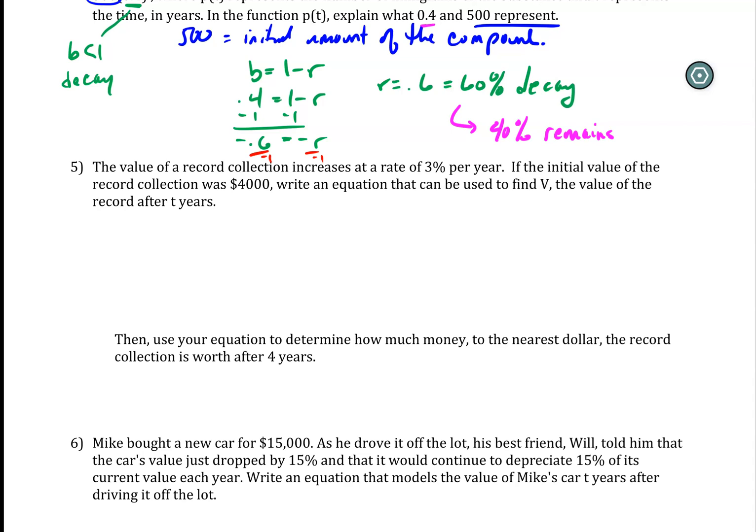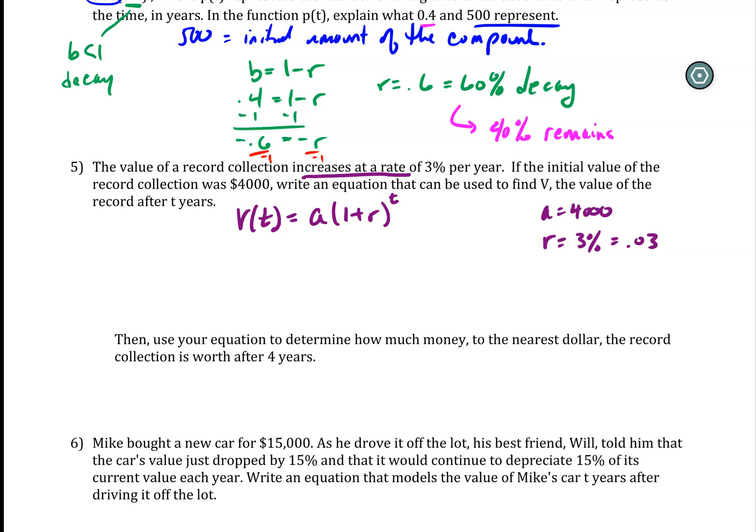So we're going to say V of t equals, we have an initial amount, so we've got a times, it's an increase, so it's going to be 1 plus our rate. So it's 1 plus r, to the x, which in this case is going to represent t, time. So let's plug in what we know. We've got an a value of 4,000. We know that r is 3%, which is 0.03.